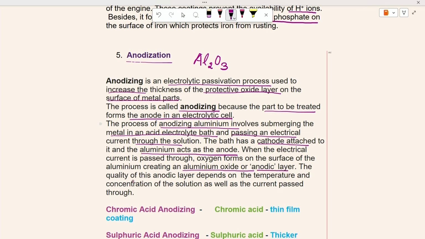Now, the quality of the anodic layer depends upon the temperature at which the process is carried out, secondly the concentration of the electrolyte, and also the type of electrolyte used. Usually we use acids, and varying the type of acid, we have different types of anodizing processes. Here aluminum will be kept as the anode, and the cathode can be any other metal. During this electrolysis, when the current is passed, the aluminum part or alloy of aluminum acting as the anode gets oxidized to aluminum oxide, forming a coating over that metal. And this protects aluminum from getting corroded further.